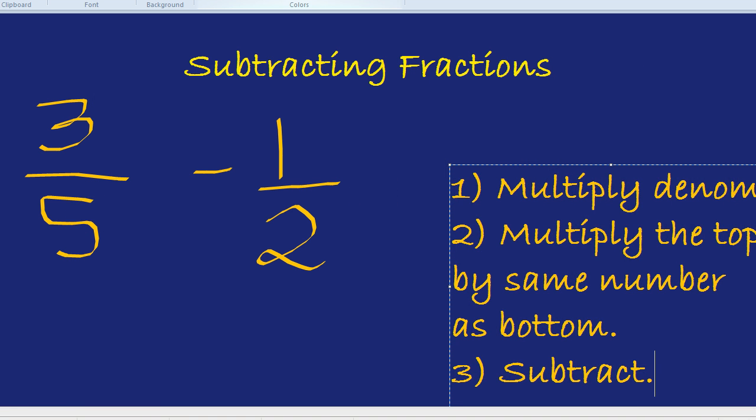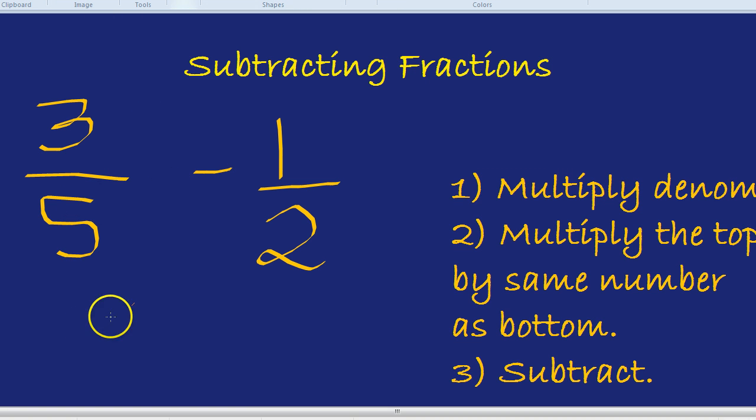In this case, to get the common denominator, we need to multiply 5 by 2. There may be a number smaller than that they both go into, but this is a fail-safe way of finding a common denominator, and then we can always simplify at the end. 5 times 2 is 10. So both fractions are now going to be over 10. They're not going to be fifths or halves anymore, they're going to be tenths.